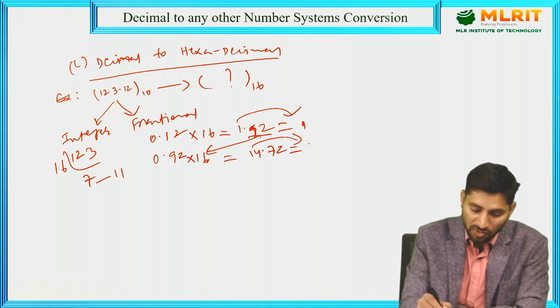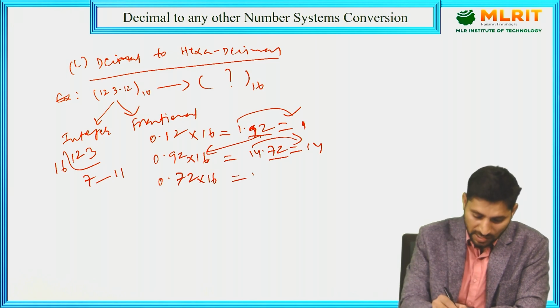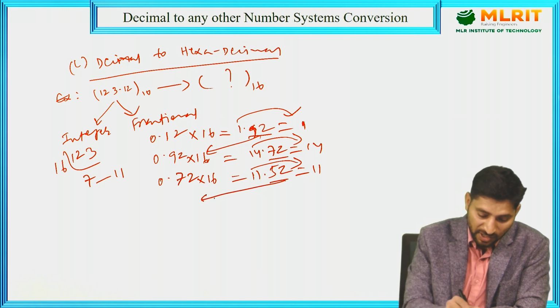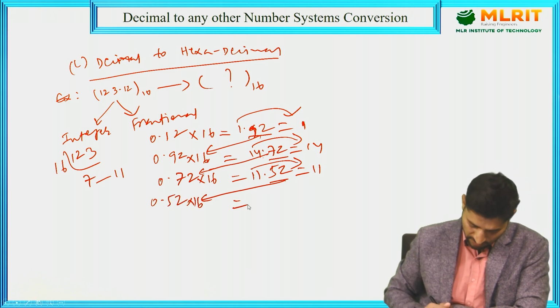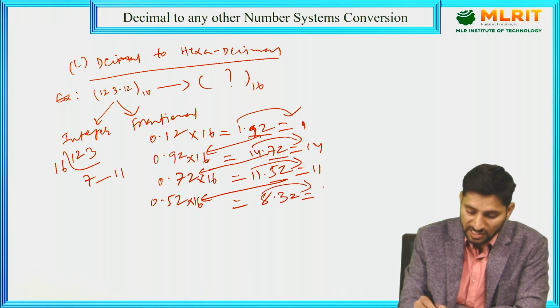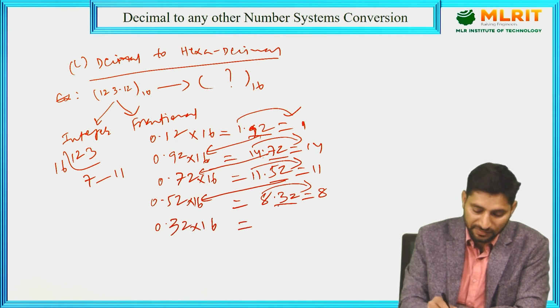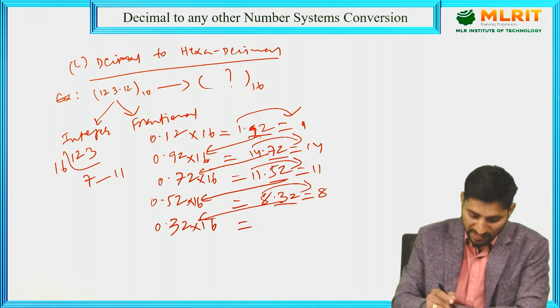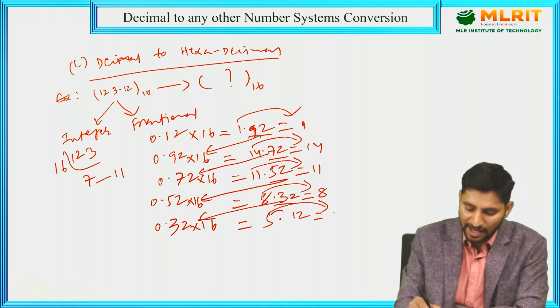So 14, I have to copy it here, again 0.72, I have to copy it here. So what answer did I get? 11.52. So again 11, I have to copy it here, and this fractional part I have to copy it here and multiply with 16. So now what I got is 8.32. So again this 8 I copied here, and this 0.32 multiplied with 16 will give 5.12. So here 5 I have to copy it here.